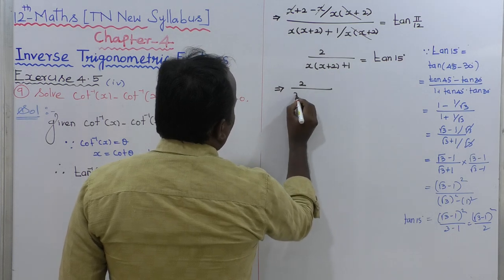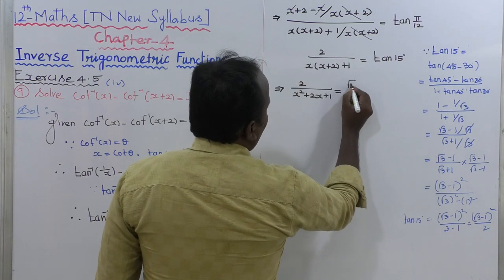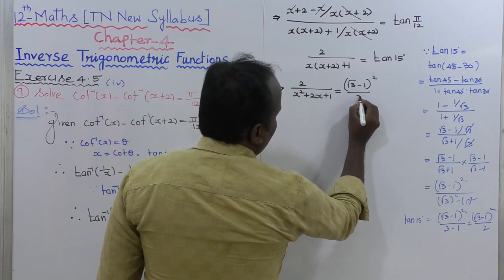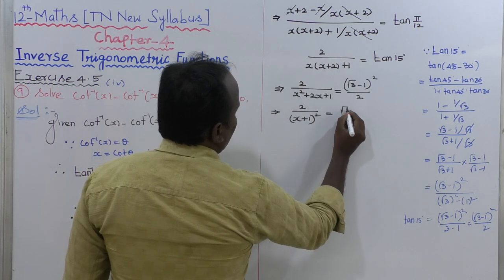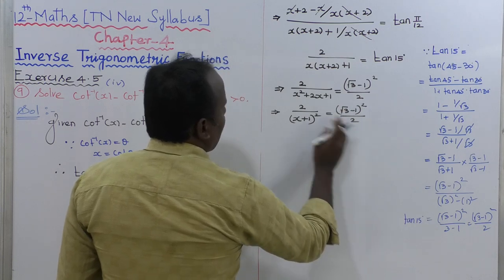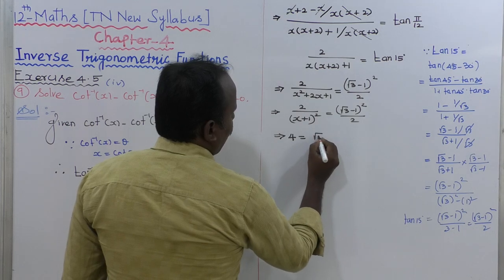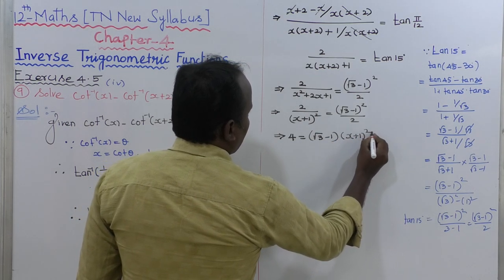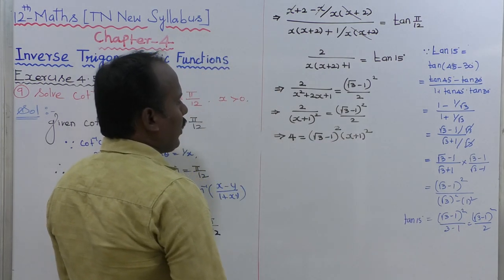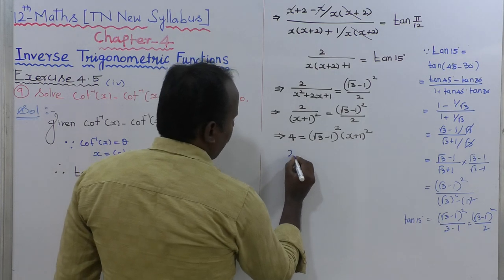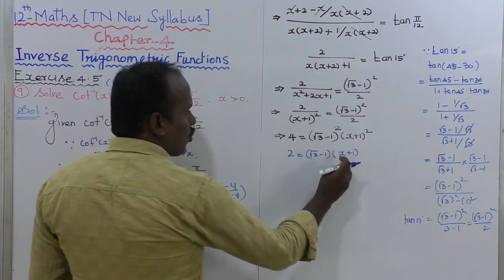So 2 divided by (x squared plus 2x plus 1) is equal to tan 15 degrees, which is (root 3 minus 1) the whole square divided by 2. This implies 2 divided by (x plus 1) the whole square equals (root 3 minus 1) the whole square divided by 2. Cross multiplying, 4 equals (root 3 minus 1) times (x plus 1), the whole square. Taking the square root on both sides, 2 equals (root 3 minus 1) times (x plus 1).